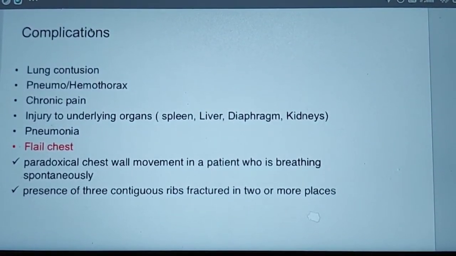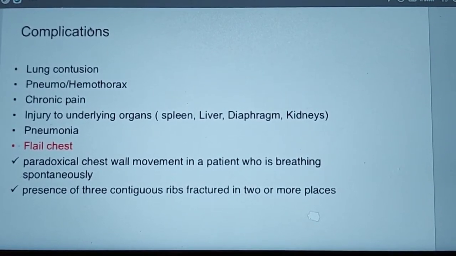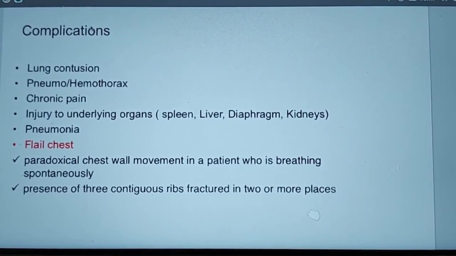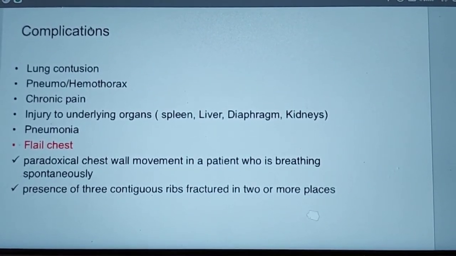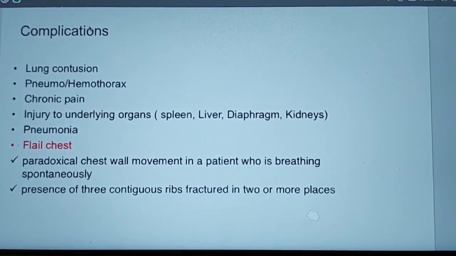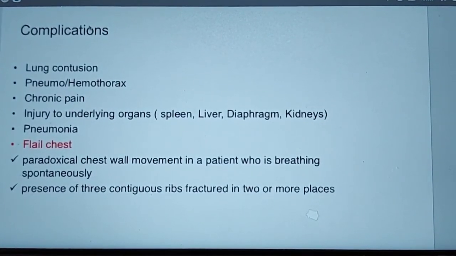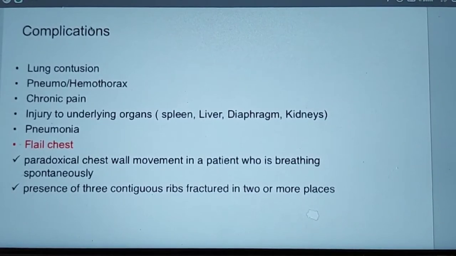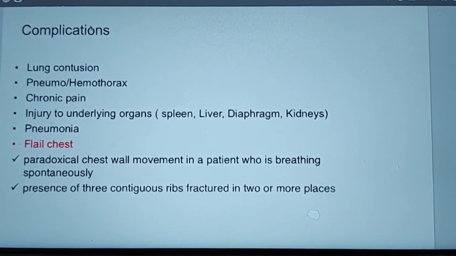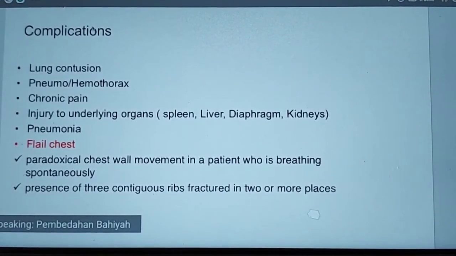In the case of blunt trauma with lung contusion, bleeding in the tissue and also edema of the tissue will impair gas exchange. This will reduce lung compliance and the patient will develop respiratory distress. Another complication is flail chest.